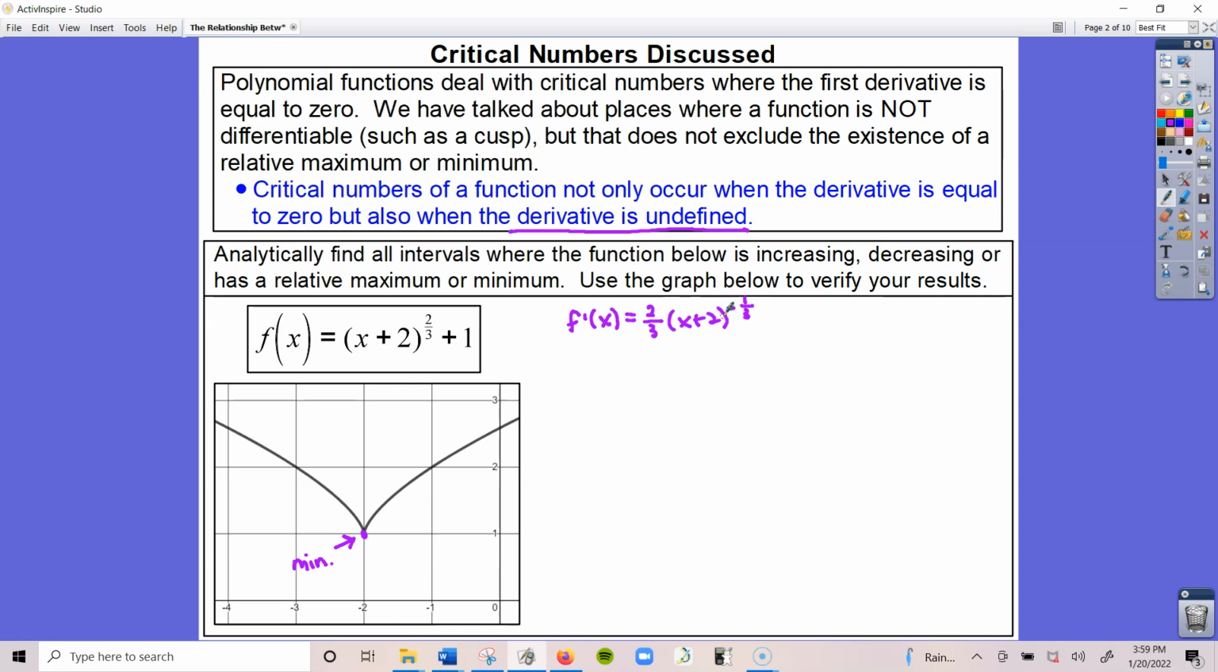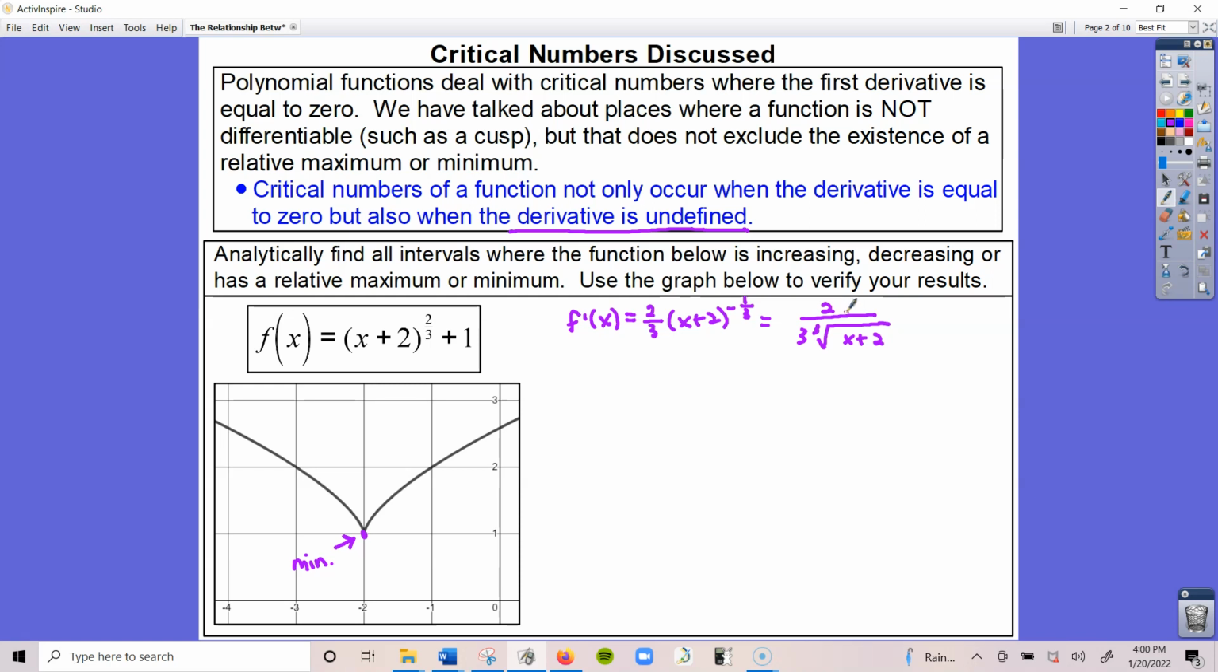Now if I rewrite this so that I can put the exponent positive and change it back to a radical, this would be 2 over 3 times the cube root of x plus 2. Because this is a negative exponent, I am moving this factor down to the denominator, and that exponent means that it is a cube root. So now, if we're trying to figure out when the derivative is equal to 0, that's when the numerator is equal to 0.